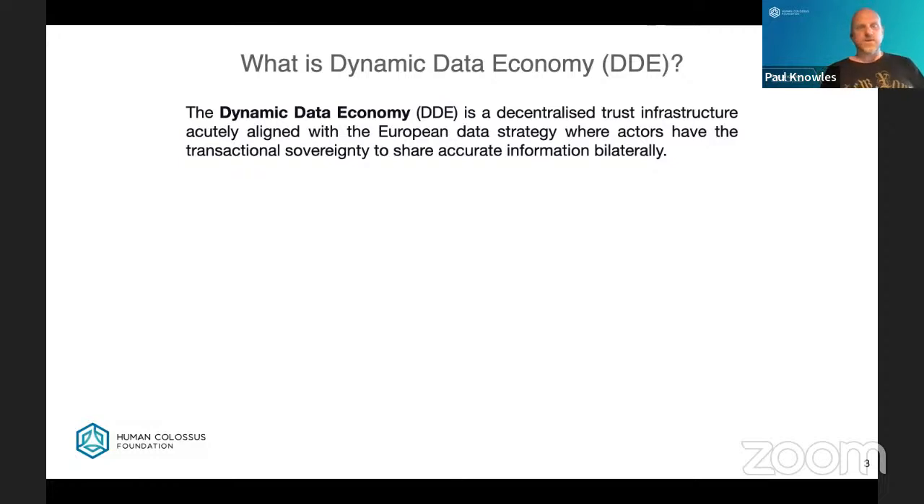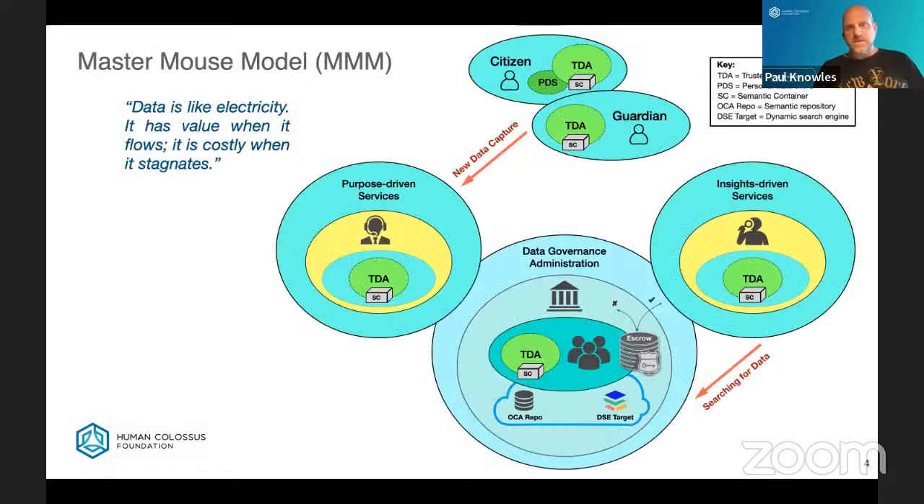Okay, so what is the dynamic data economy? It's a decentralized trust infrastructure, acutely aligned with the European data strategies. As many of you know, in Europe, there's been a huge drive and quite a lot of finance behind this paradigm shift of data management that we're about to embark on. The ultimate aim is for actors to have transactional sovereignty to share accurate information bilaterally. But in order to do that, we need to underpin these distributed data ecosystems with governance, semantics and authentication. So this is the master model. It's basically a fractal model, so you can use this model internally within an organization or externally within a distributed data ecosystem.